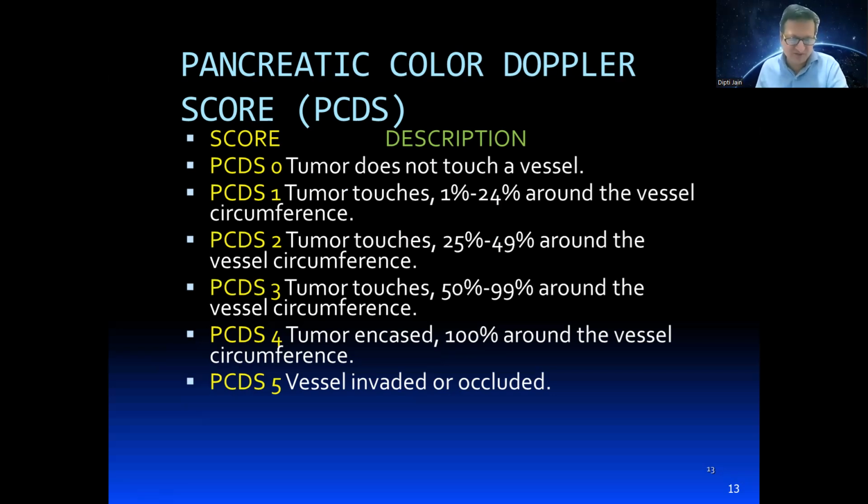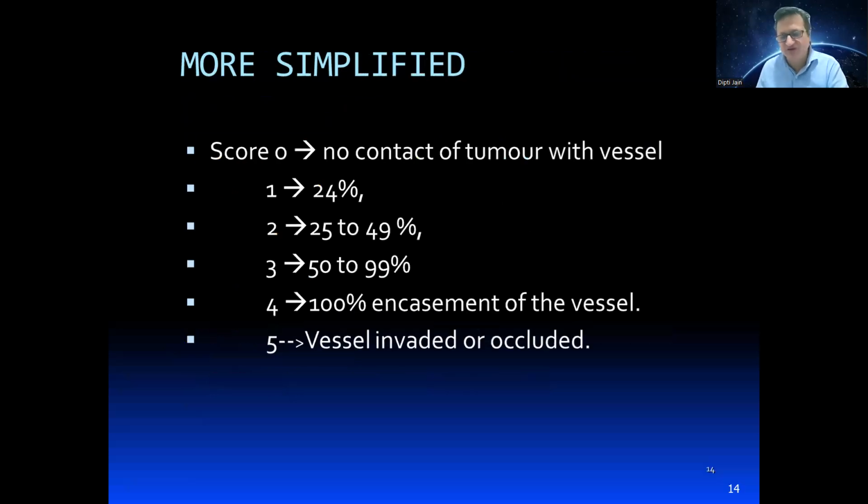Grade or score 3 is when the tumor touches 50 to 99% around the vessel circumference. Grade or score 4 is when the tumor encases 100% of the vessel circumference. And grade or score 5 is when the vessel is invaded or occluded. So these are the scores of the pancreatic color Doppler score, by which we can see the resectability.